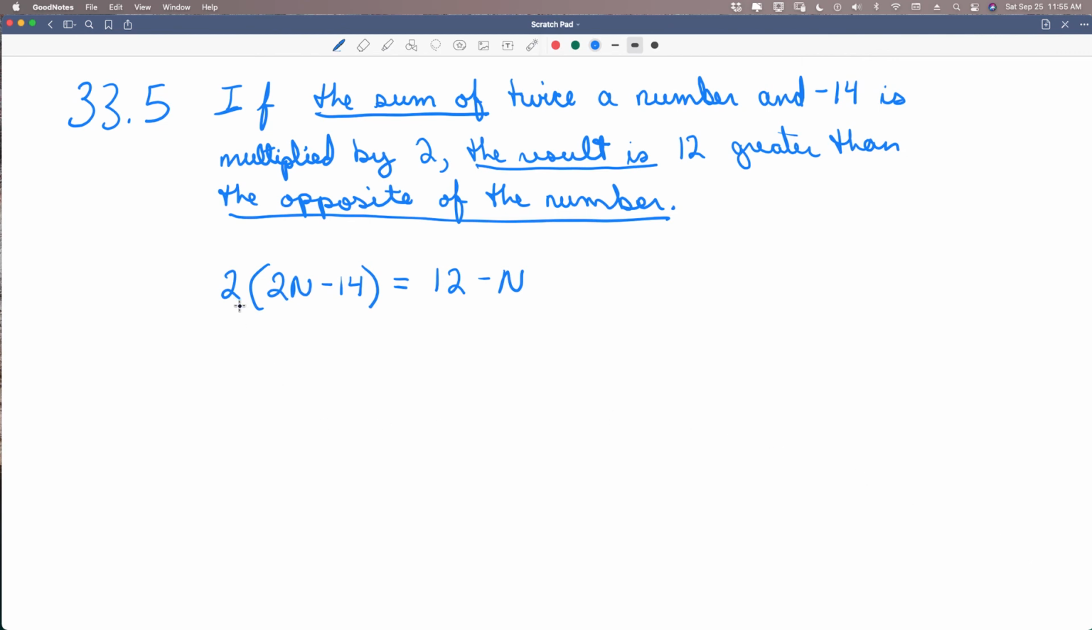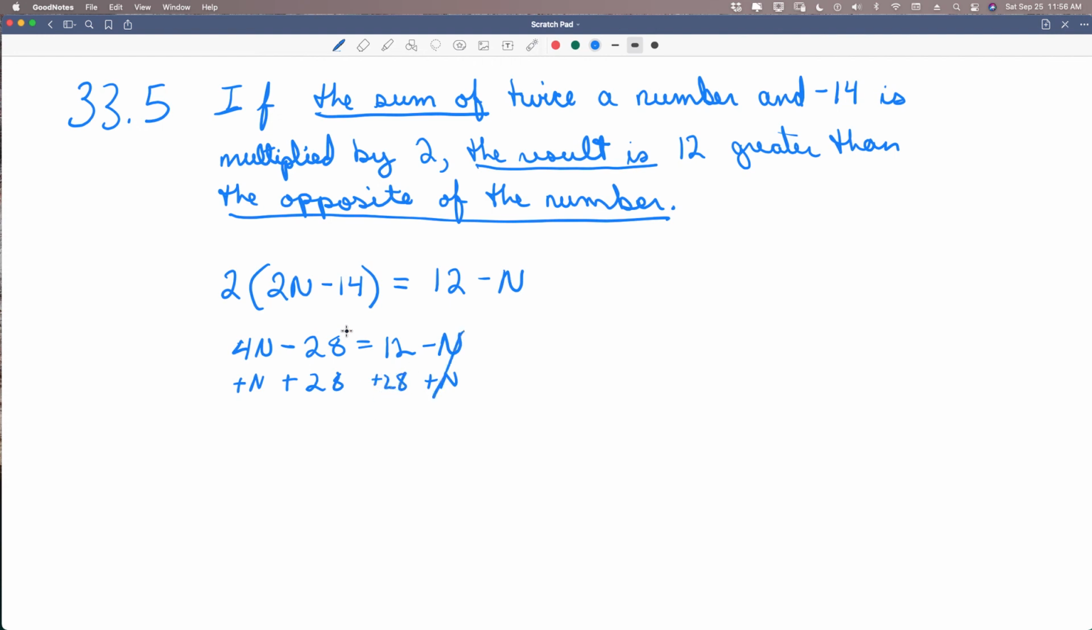All right, so now we have the 2 times the sum of, so we need to distribute. So that's going to be 4n minus 28 equals 12 minus n. Now, we want to get the n's on the same side. This n is bigger. So let's move the smaller one over. So we're going to add an n to both sides. And we're going to take this and move it over here. So we're going to add this to both sides.